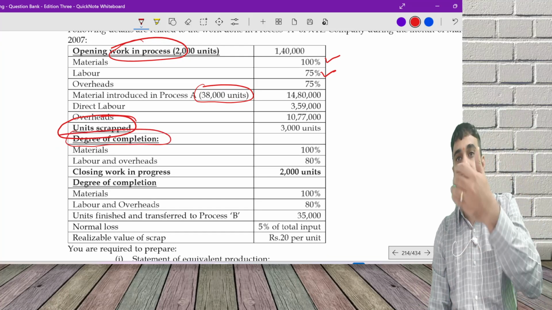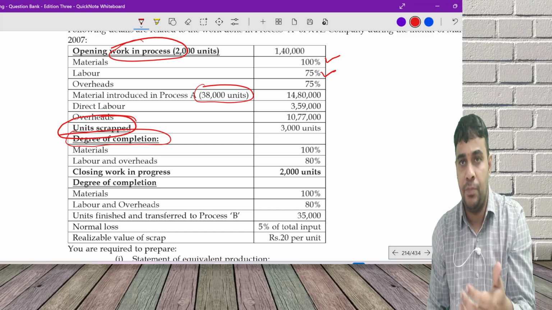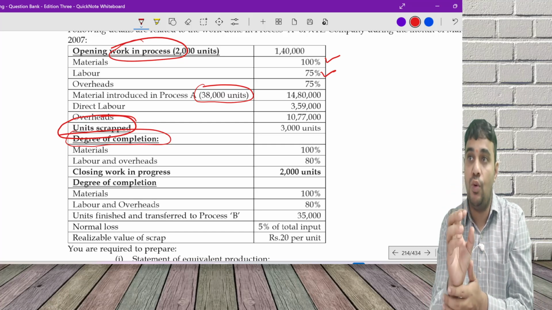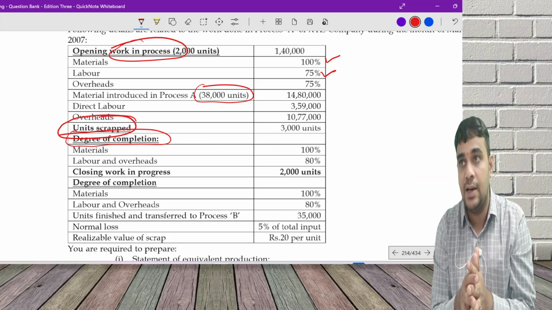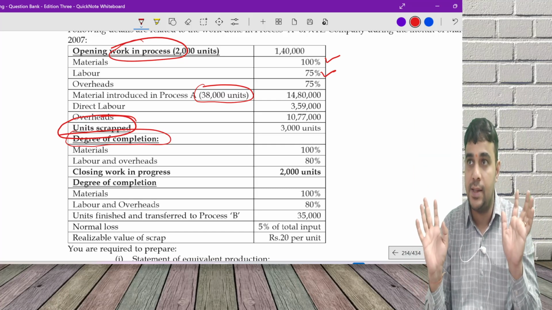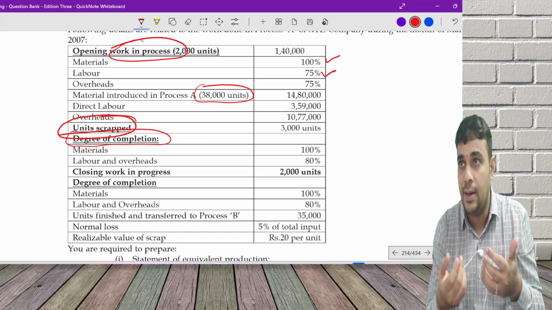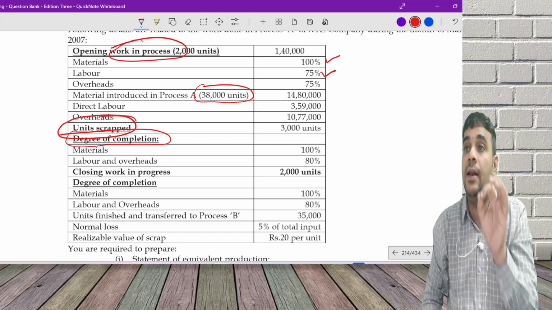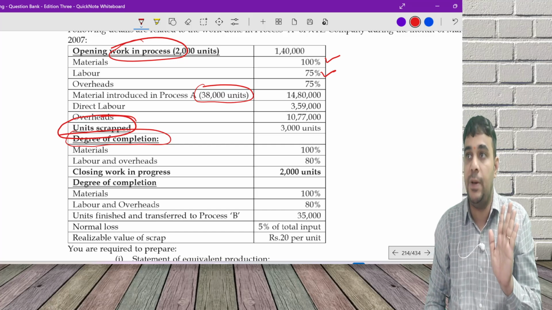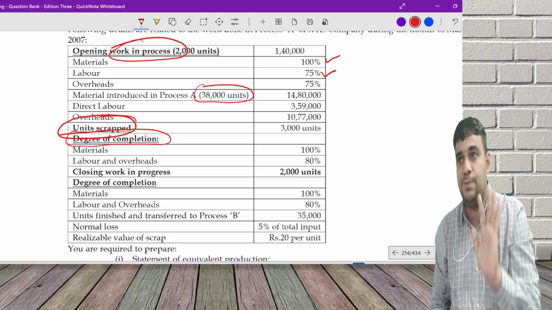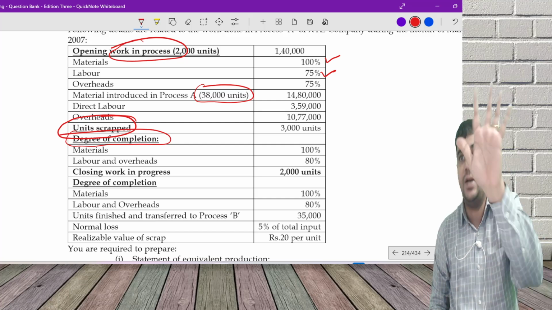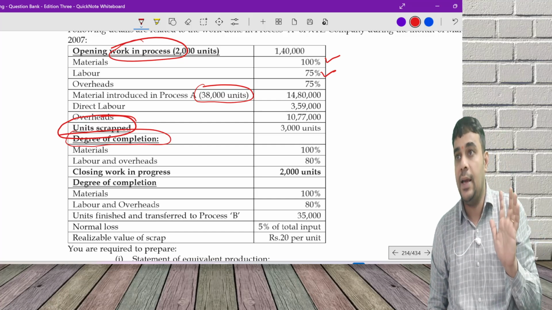Listen, let's assume I am manufacturing something. When I manufacture, I'm doing work. The defect can be known once everything is done. Or in between itself, you know it is a bad product and you throw it away. Why incur extra cost? So here they are saying material 100% happened, but labor and overhead you spent only 80%. 20% you did not spend because you knew it is no more of any use, so you threw it away at that stage. You threw it away means you sold it at a realizable value.